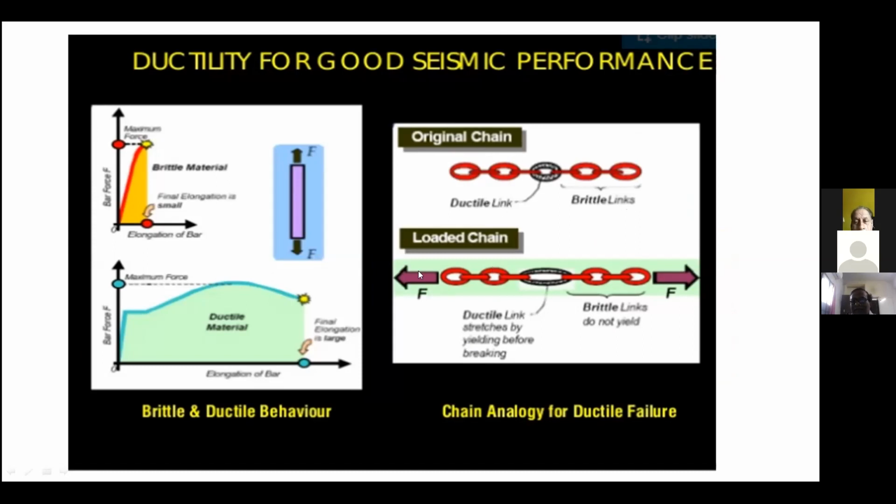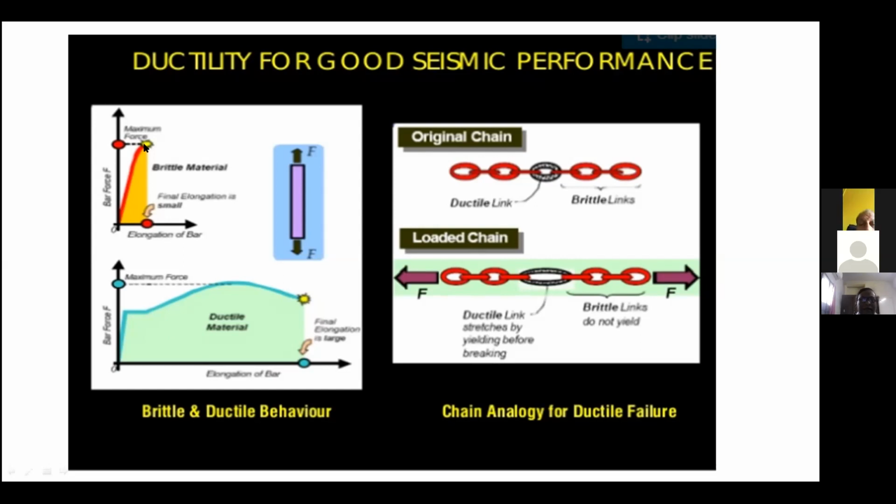Whenever you are loading this chain, what happens? The brittle links do not yield. Only the ductile link is going to yield, and because of the yielding, you are going to get bending. So that is the chain analogy shown: the original chain with the ductile link, and if it is loaded, how it is going to behave. So again, brittle behavior and ductile behavior are explained.